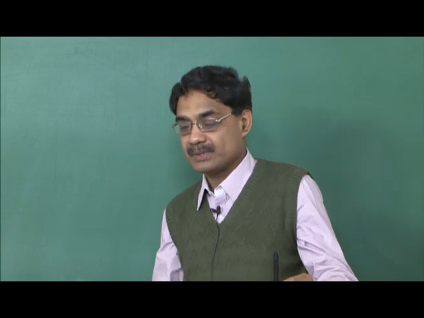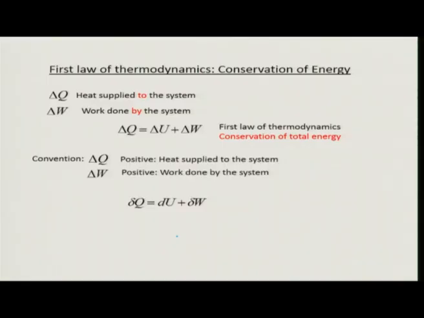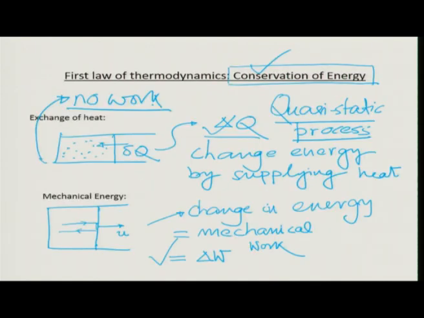This is the first law of thermodynamics which is written out on this slide. You can see delta Q, heat supplied to the system. I am supplying an amount of heat which is delta Q, and delta W is the work done by the system. In the previous example I took two extreme cases. Here I said heat supplied, no work. Here I said I am doing some mechanical work on the system, not allowing any heat exchange. Here I am doing both.